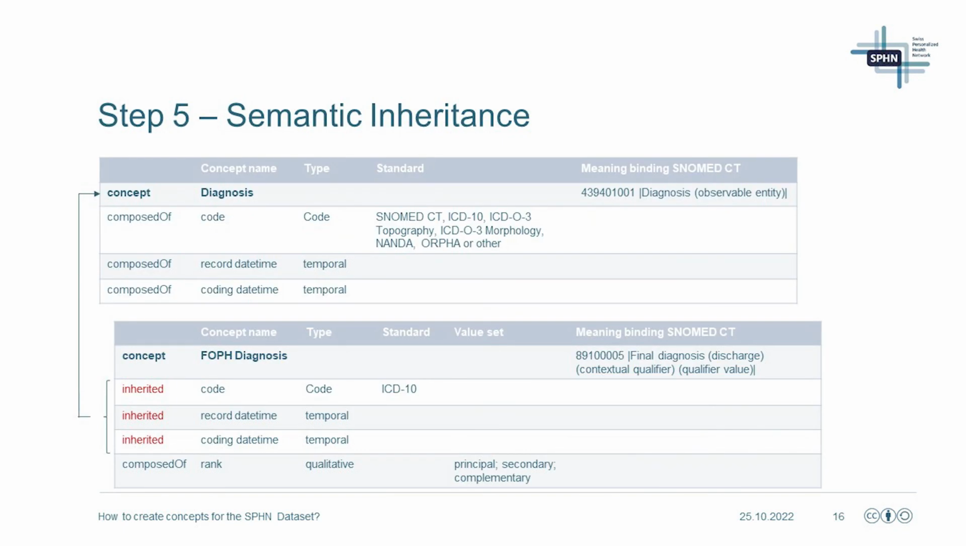Here you can see how this is actually stated in the SPHN dataset. For FOPH diagnosis, code, record datetime, and coding datetime are inherited. And in addition, FOPH diagnosis has a composed of rank, which is really specific for this kind of diagnosis, and the other kinds of diagnosis like nursing diagnosis would not have this additional attribute, but might have others.